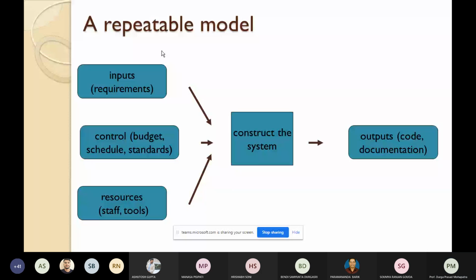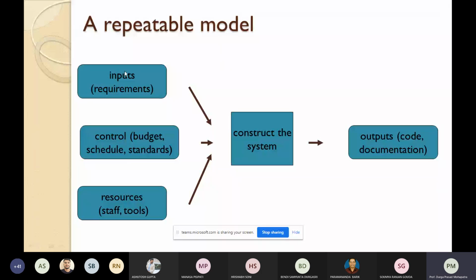Like you see, the input is the requirements. You have to control the budget, schedule, standards, what resources you have to use, staff, tools, etc. Those things you have to take as inputs. Then you construct the system model, and the outputs will be what? The code and documentation. This is a repeatable model. Repeatable model means level 2.